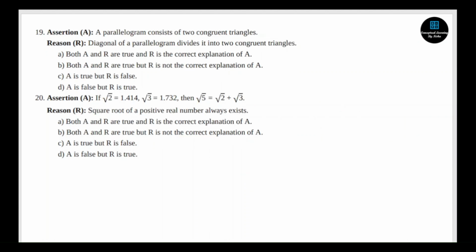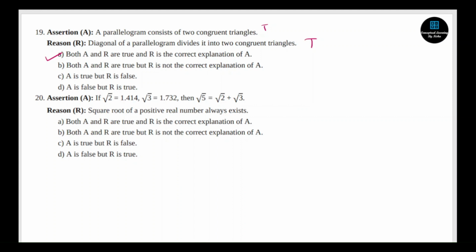Now moving to the next question. A parallelogram consists of two congruent triangles. So yes, this is true. A diagonal of a parallelogram divides it into two congruent triangles. This is also true, and the reason for this, correct? So what I can say, which is the correct option? Yeah. So A, right?